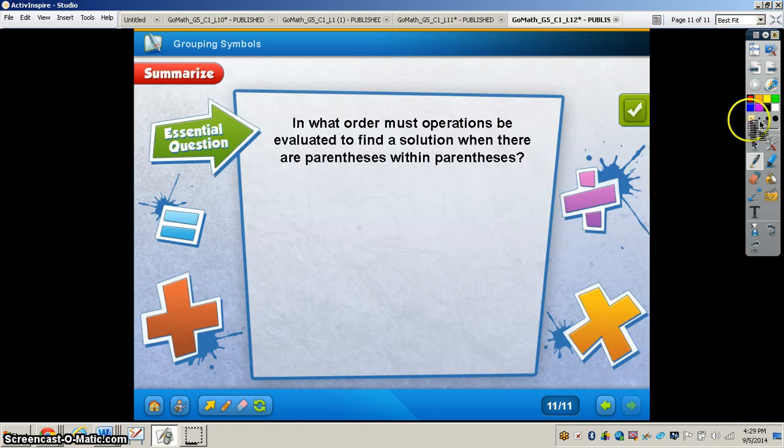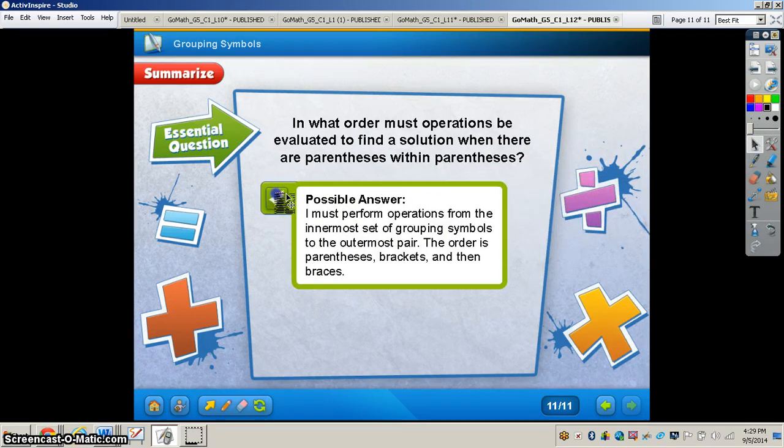Okay, so the essential question is, in what order must operations be evaluated to find a solution where there are parentheses within parentheses? So I want you to write this answer in your math journal. I must perform operations from the innermost set of grouping symbols to the outermost pair. Then the order is parentheses, brackets, and then braces.